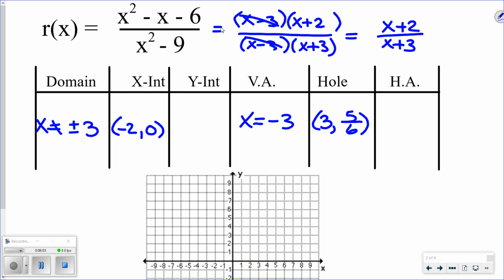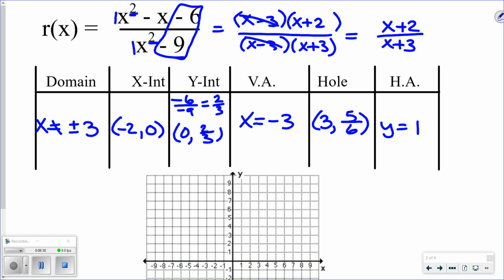Okay, now we're going to go back to non-factored form. So for your horizontal asymptote, compare the degrees. They are the same. So you divide the leading coefficients. 1 divided by 1 equals 1. And then for your y-intercept, you divide the constant terms. Negative 6 over negative 9 simplifies to 2/3. So 0, 2/3 is your y-intercept.